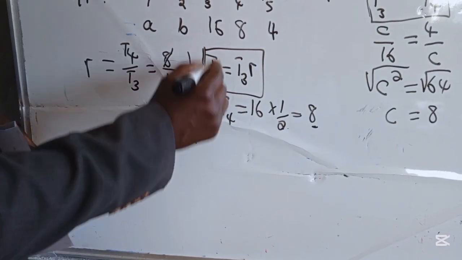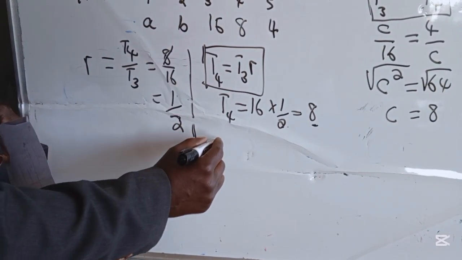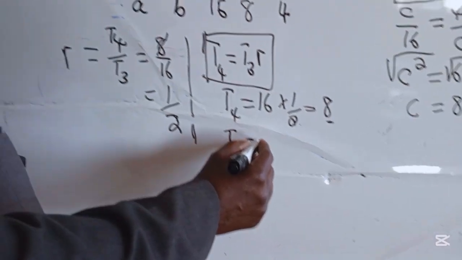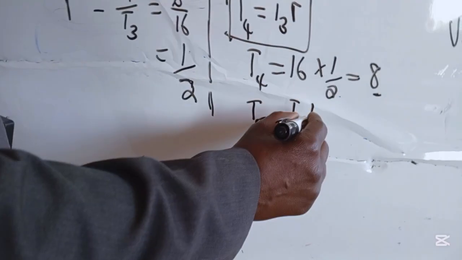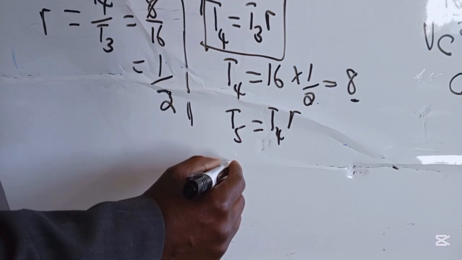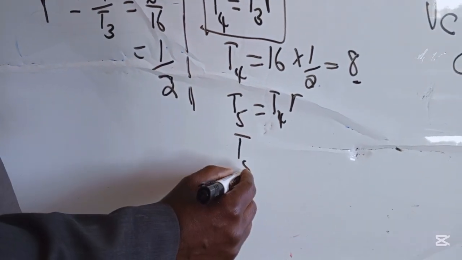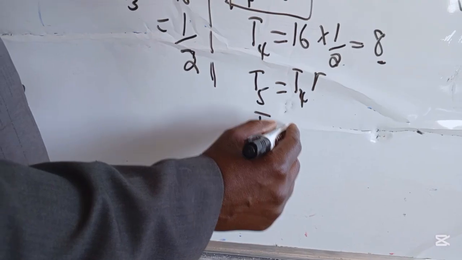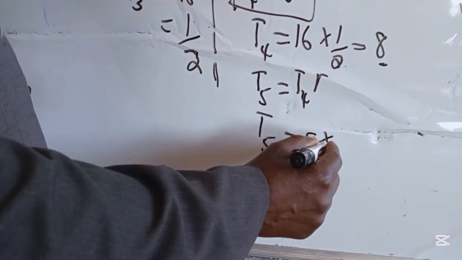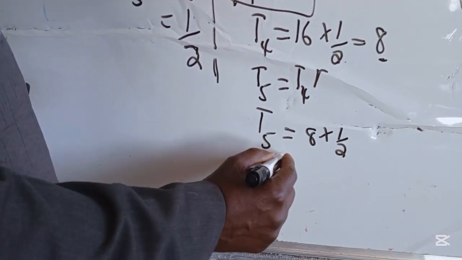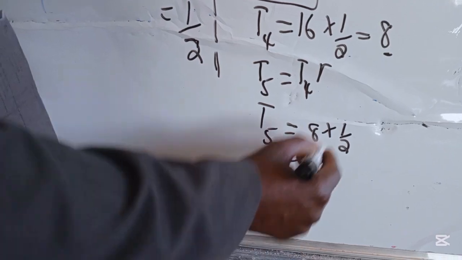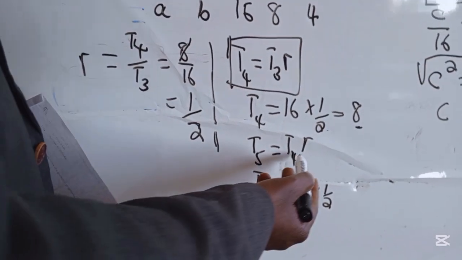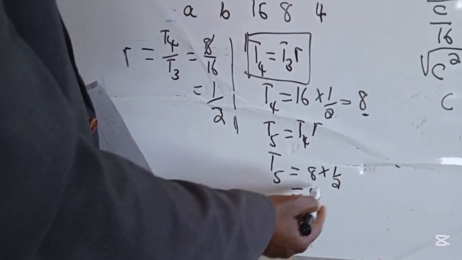How did they get the fifth term? For me to get the fifth term, we are just saying that the fourth term should be multiplied by the common ratio. So my fifth term, ladies and gentlemen, fellow viewers, what is my fourth term? It is 8 times the common ratio, which is equal to 4. This is how they were getting these numbers. So we can see that it is the fourth term times the common ratio, like that.